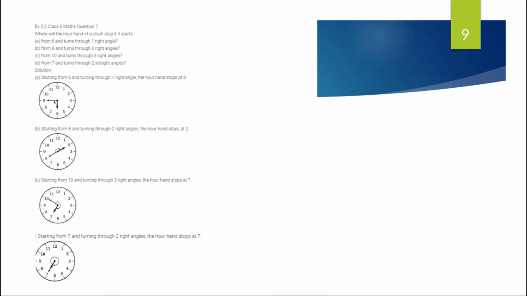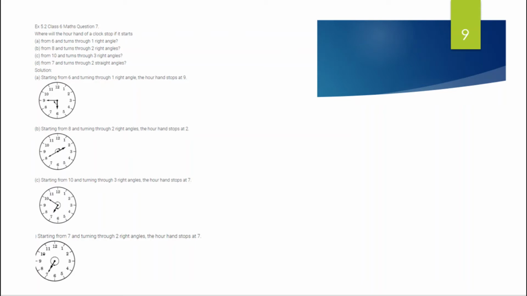So moving to the last question, where will the hour hand of the clock stop if it starts from 6 and turns through one right angle? When it starts from 6 and turns one right angle, it means it is moving 3 hours. So 3 hours means it will be reaching 9. Similarly, in the B part, from 8 turns through two right angles means 6 hours. We'll be counting 6 hours, and we'll be reaching 2.